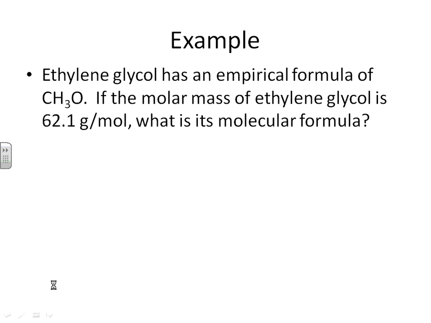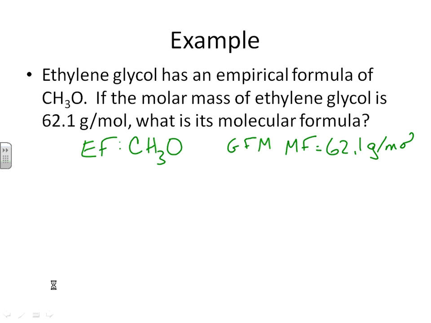So, sample problem: ethylene glycol has an empirical formula of CH3O. If the molar mass of ethylene glycol is 62.1, what is its molecular formula? So again, just talking about the information that's supplied to you, we have the empirical formula, CH3O. The problem also tells us that the GFM of the molecular formula is 62.1. So what we need to do is figure out the gram formula mass of the empirical formula. That's easy enough.